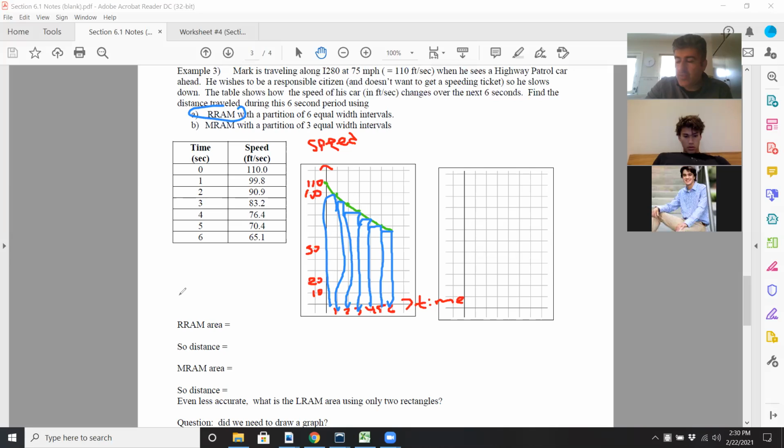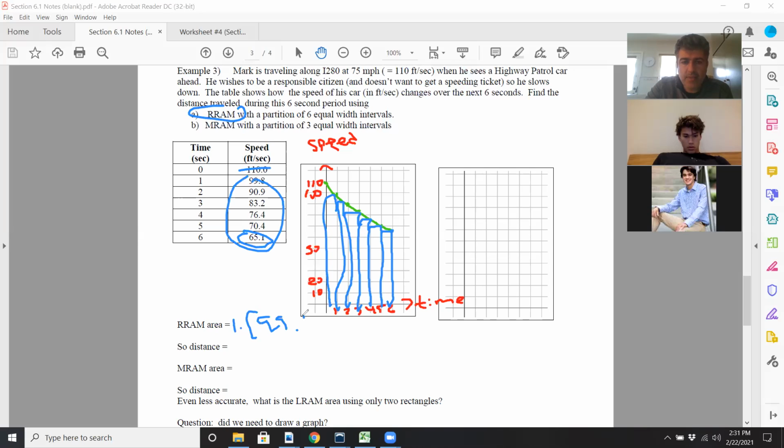So the way you're going to calculate this RRAM area, the width of each one is 1, so I'll put the 1 off to the side here, times, I'm going to take the y values, starting with the far right rectangle. So the y value here is obviously 65.1, right? And then I take this y value, 70.4 and 76.4. So I'm not going to use the 110 though, because none of the rectangles have a height of 110. Remember, we're doing an RRAM. So I'm just going to add all these up right now.